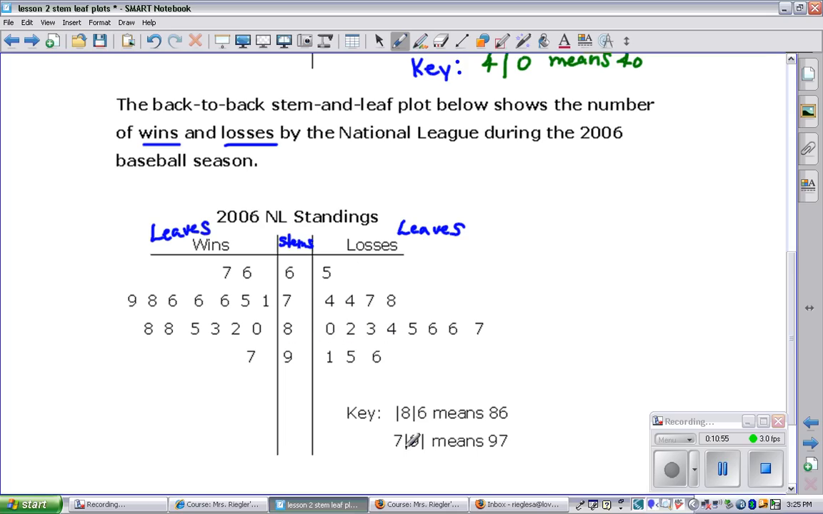Then if I have a bar around the number and then another digit to the left, you read it backwards. That means 97, 9 tens, 7 ones. Remember, these are all stems, so in this case, these are the tens place. 6 tens and 6 ones means 66. 6 tens and 7 ones, 67, 71, 75, 76, so on.